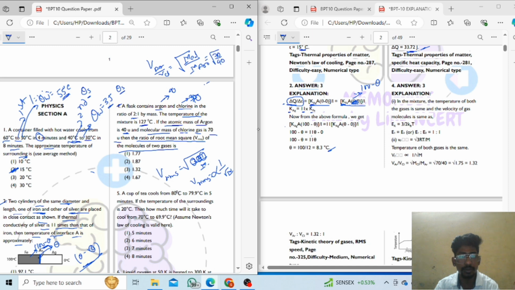70 by 40 will become 1.75, root over 1.75. This is almost equal to root 3, and root 3's value is 1.732. If you calculate root over 1.75, it is around 1.3, because the square of 1.3 is 1.69, and 1.75 is nearly about that. So the answer will be near about 1.3. If you follow this, you will get option 3, 1.32.